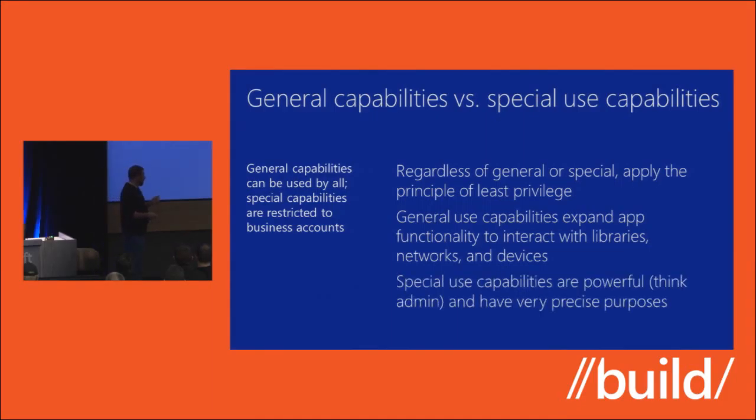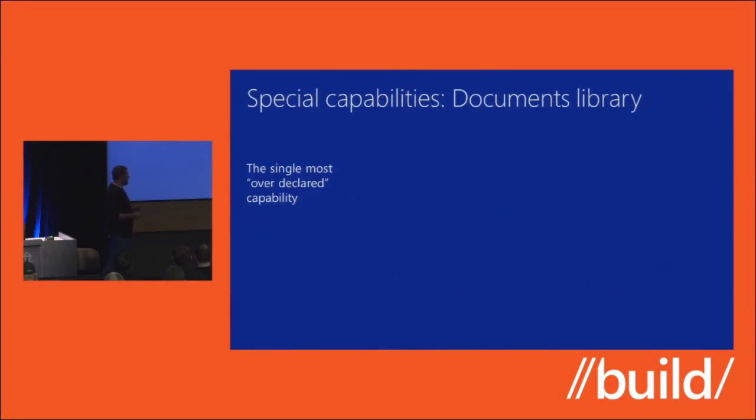And then, as I mentioned, special use capabilities are powerful. Think about admin, right? This is a set of capabilities that has the most privileges to the user's content and the user's machine. And they have very particular purposes. They're not designed for just general access. And we'll talk about the documents library in particular, which is one where we get into that misunderstanding.